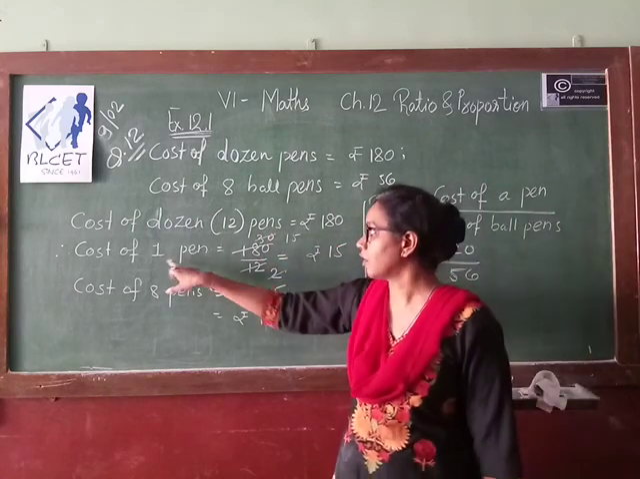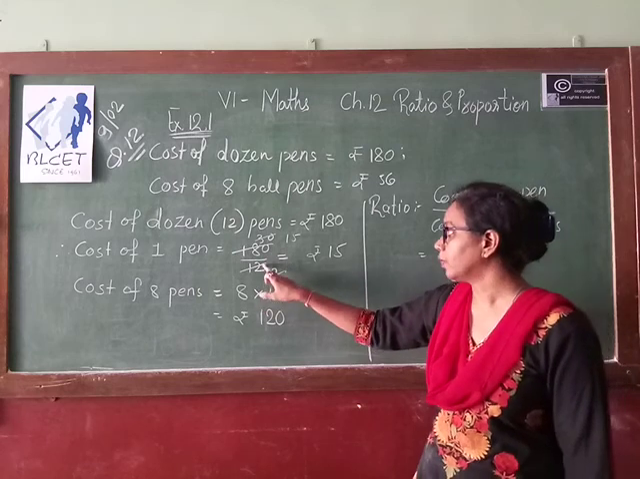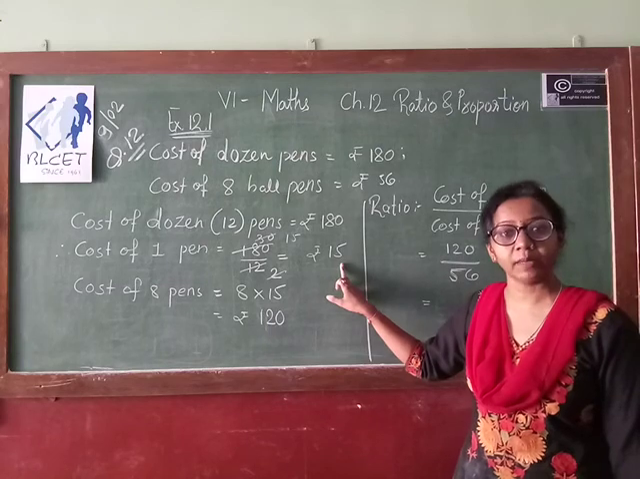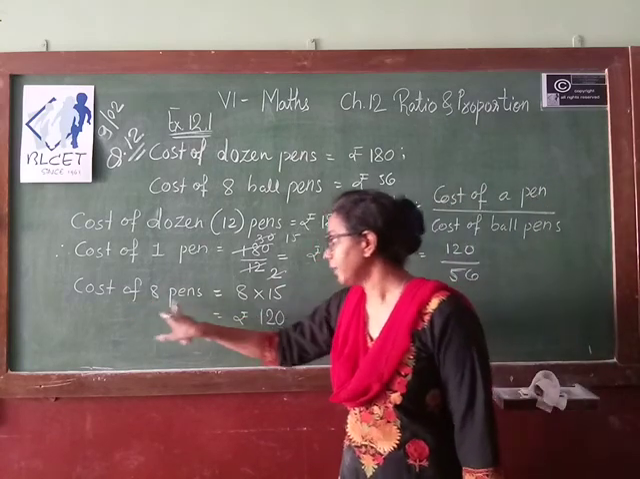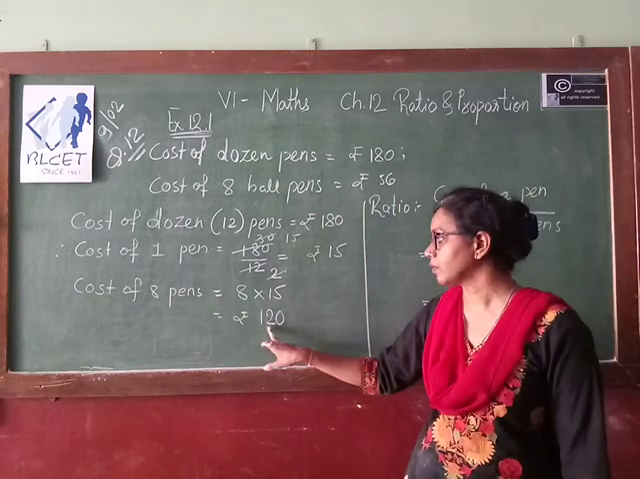So therefore cost of 1 pen is equal to what? 180 divided by 12. When you do the cancellation, you are getting the answer rupees 15. So cost of 1 pen is rupees 15. Therefore cost of 8 pens is equal to what? 8 into 15. So you are getting the answer rupees 120.